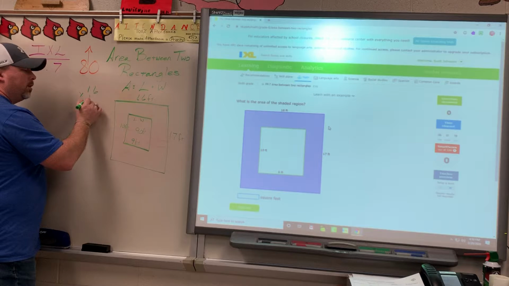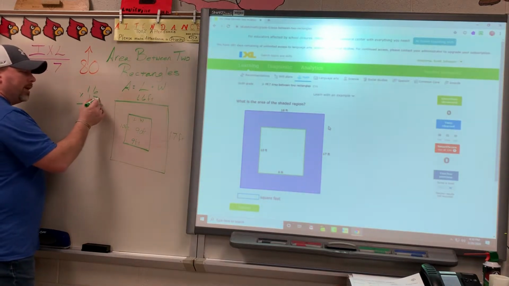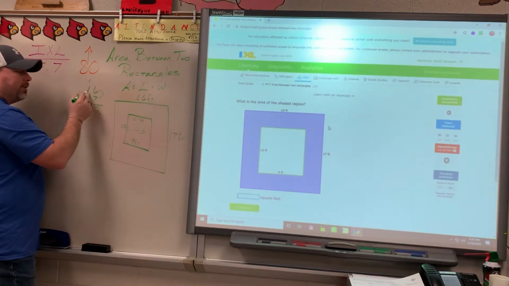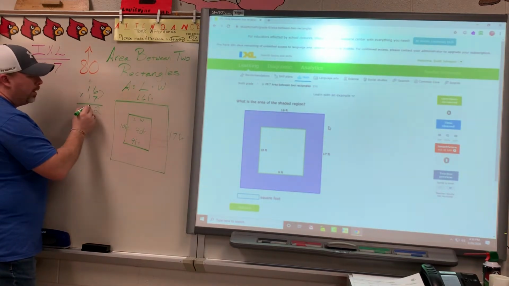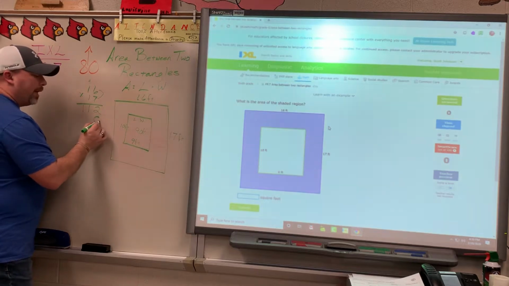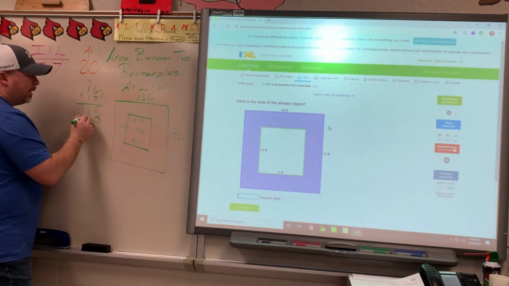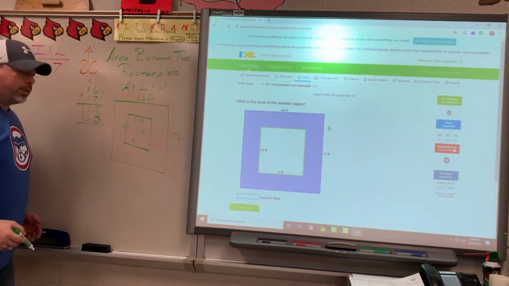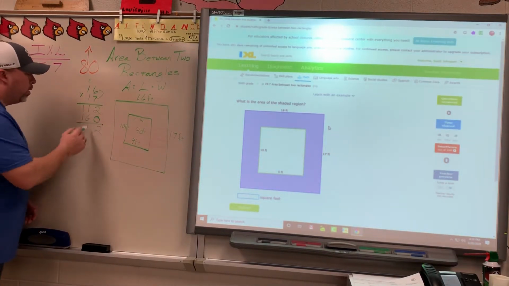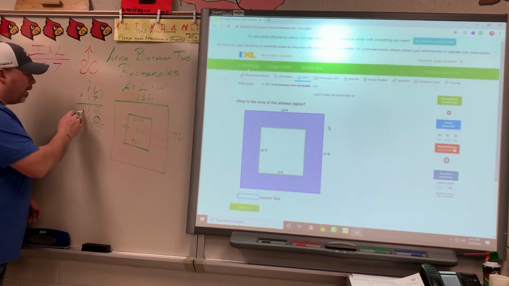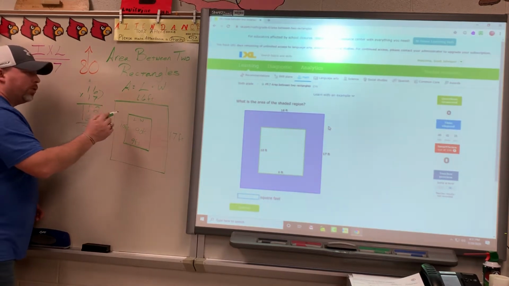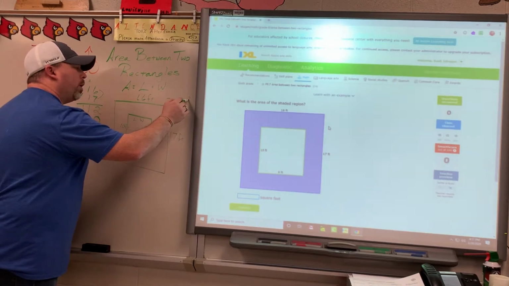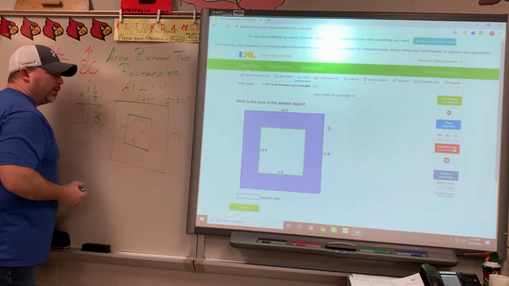So 16 times 17. 7 times 6 is 42. We put a 2 there, we carry a 4. 7 times 1 is 7. 7 plus 4 is 11. Placeholder, 1 times 6 is 6, and 1 times 1 is 1. Now we add those together. 2 plus 0 is 2, 1 plus 6 is 7, and 1 plus 1 is 2. So this larger one is 272 feet squared. This smaller one is 90 feet squared.